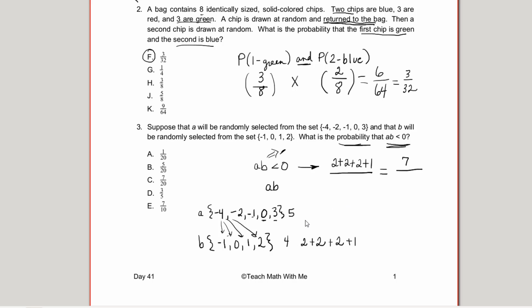We're going to get the total number of our sample set by multiplying these two, which gives us 20. And you could have done that. We did that when we actually looked at -4. We had times each one of these, -2 times each one of these, -1, and on and on. That gives us a sample set total of 20. So for our probability that we're looking for, how many negatives we have over the total, that is 7 over 20, which is answer choice C.